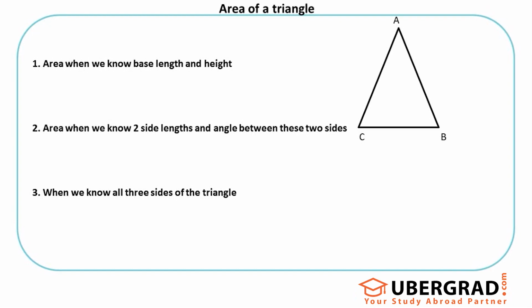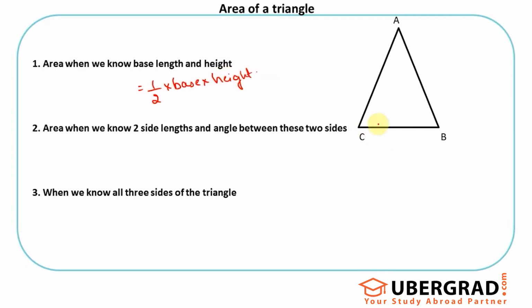There are basically three situations which would give us three formulas that we can use based on the type of information given. First, how to find area when we know the base length and the height. The standard formula, all of us know the area of a triangle: half into base into height, right?